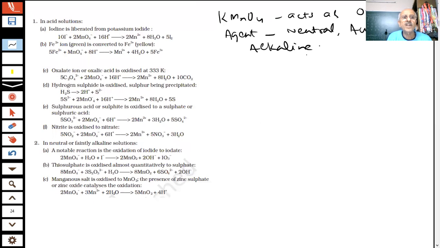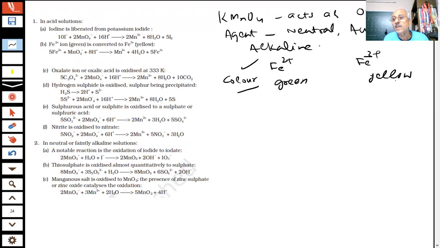Some of the important reactions you have seen, like the reaction with iron, are important because ferrous is being oxidized to ferric. And you see the color of Fe2+ and Fe3+ ions, student. Color is important because sometimes questions will be based on the color. Color is changing. Iron 2 plus is green in color, and iron 3 plus is yellow in color. Important point.